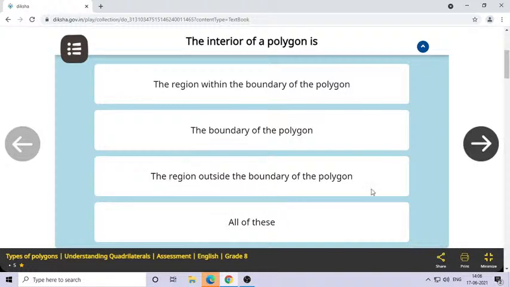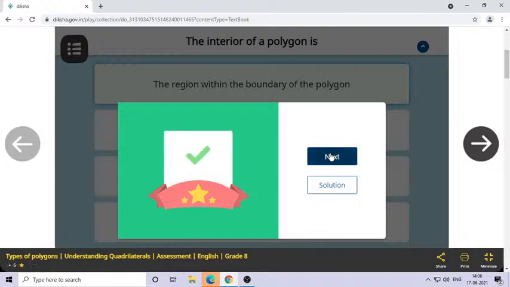Because the C option is telling the region outside the boundary of a polygon, it is not correct. So that's why C will not come, and if C is not coming, then D also will not come. So the option is A. Okay, fine. Next.